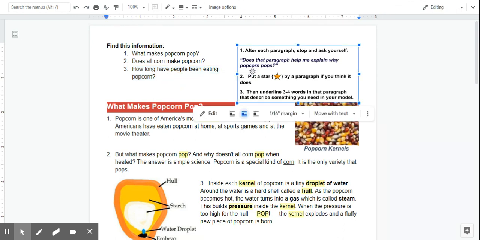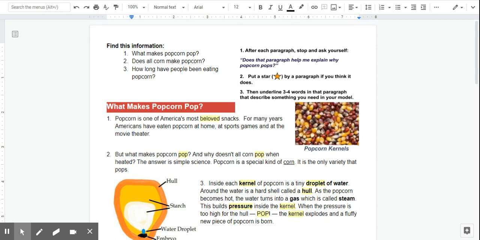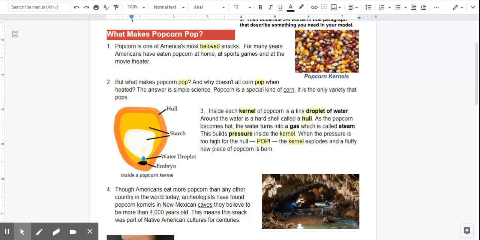This is extra information from my teacher. They want me to read each paragraph and stop and ask myself, does that paragraph help me explain why popcorn pops? I'm going to try to put a star by a paragraph if you think it does, and then underline 3 to 4 words in that paragraph that describe something you need in your model. So we are doing this reading today to learn more about why popcorn pops so that we can model what happens with the particles inside popcorn that make it pop.